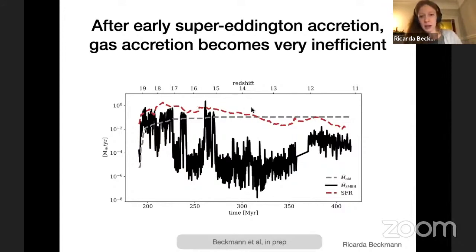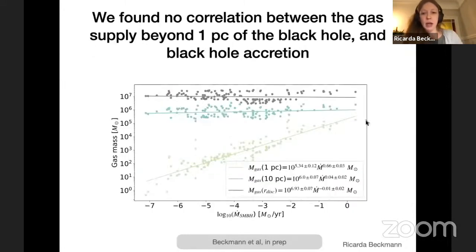Star formation, on the other hand, continues, not completely at the same level, but certainly at much higher rates than the black hole growth. So there's clearly an ample gas supply. And when we try to understand why the black hole doesn't grow, we found that there's a very strong correlation, obviously, between the gas supply local to the black hole and the accretion rate, which makes sense. Black hole accretion rate is calculated based on the local gas properties. So if you've got locally a lot of gas, then the black hole can grow.